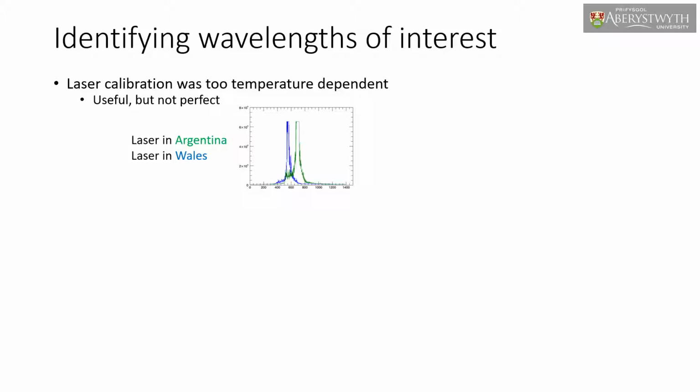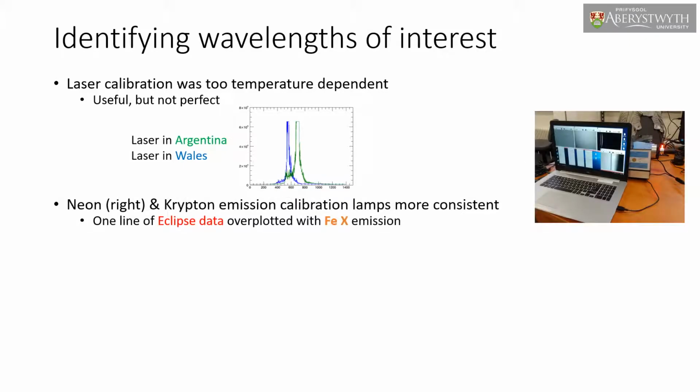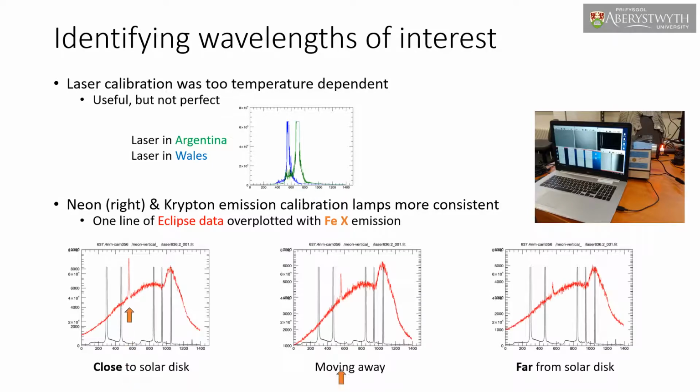And Argentina was very, very cold, while Wales wasn't, well, it wasn't warm, but it wasn't nearly that cold either. So I switched to using traditional calibration lamps instead, namely neon and krypton. And taking a quick look at one of the images from very close to the sun on the left, and then moving further and further away as we scan to the right, we see this iron 10 emission is getting weaker and dropping down closer to the blackbody curve, as should be expected.